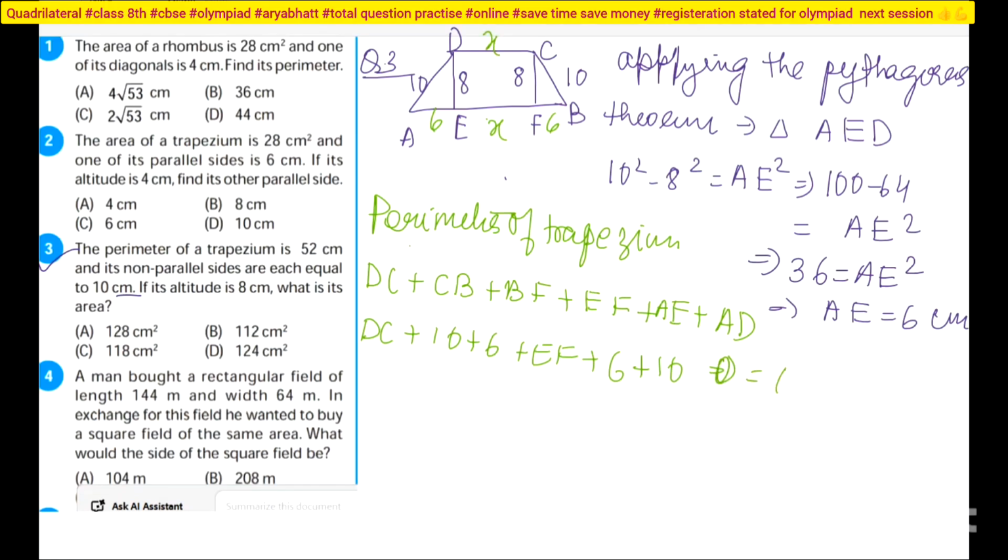I am getting EF plus DC plus 32. Now this value is how much? If I say that these two are x, so I will get 2x plus 32. Now perimeter is given how much? 52, and this 52 is equal to 2x plus 32.